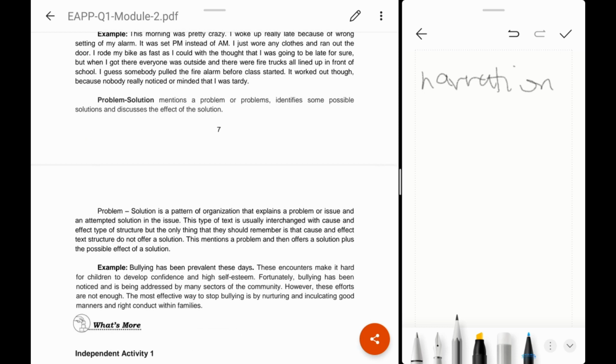In the problem solution text structure, we mention a problem or problems and then identify some possible solutions and discuss the effect of the solutions. So basically, by the name of the structure, guys, problem solution is simply when you are stating problems and then providing solutions to those problems.